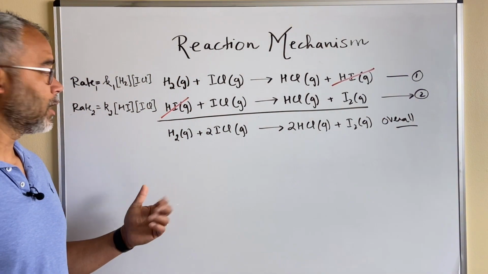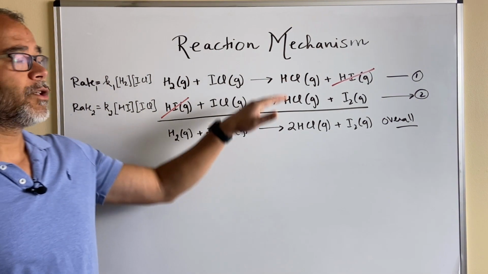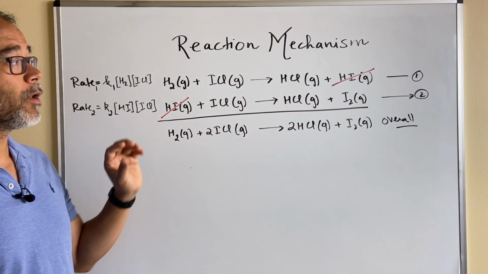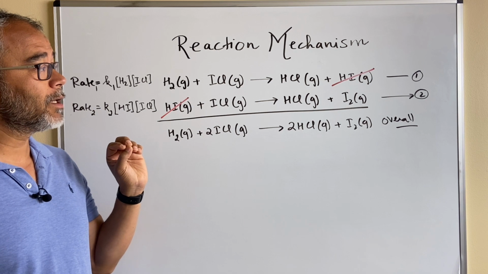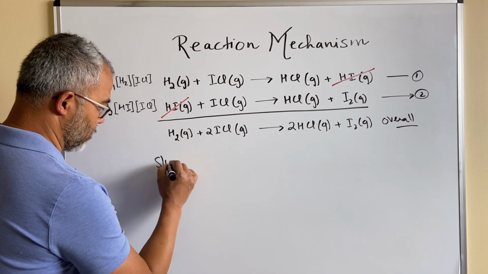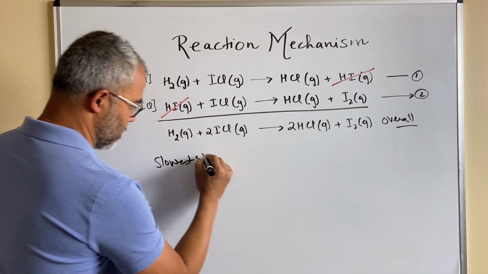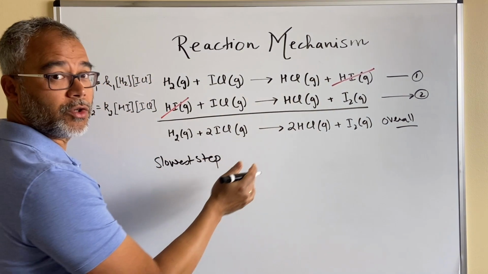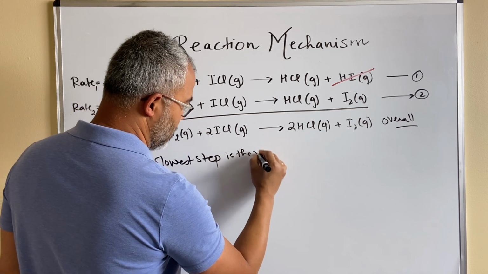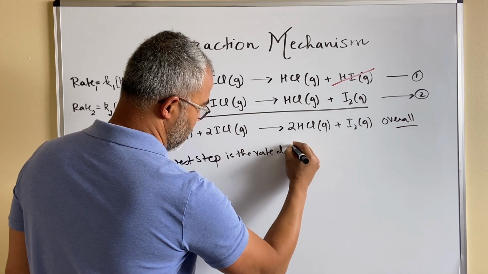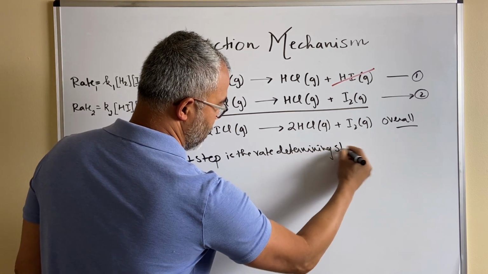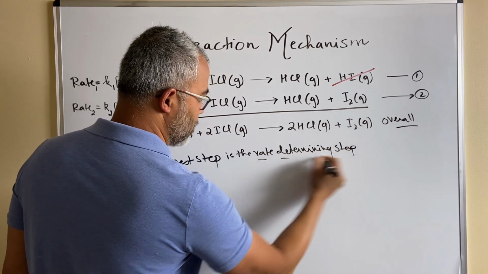Another thing to consider out here is that of the two steps, these two steps occur at different rates, at different speeds, and the slow step is the one that determines the rate. So we're going to write that down. The slowest step is always the rate determining step. Now this information will always be given to you.